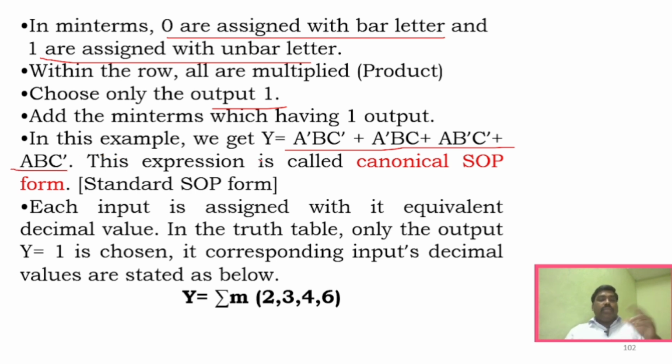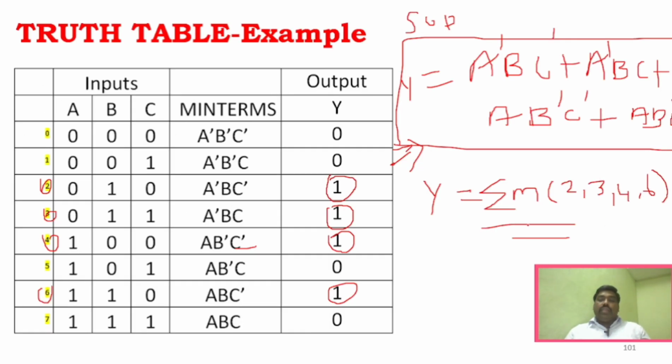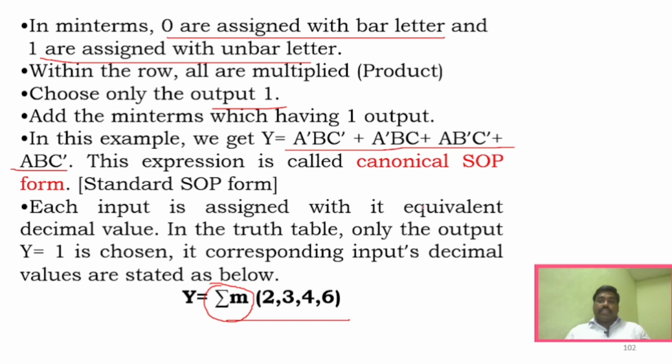And how will you simplify that expression, right? Each input is assigned its equivalent decimal value and we can simplify this as 2, 3, 4 and 6. The summation is because it is sum of product, right? That is what we have written here, right? So it is 2, 3, 4, 6. You can see here 2, 3, 4, 6, right?